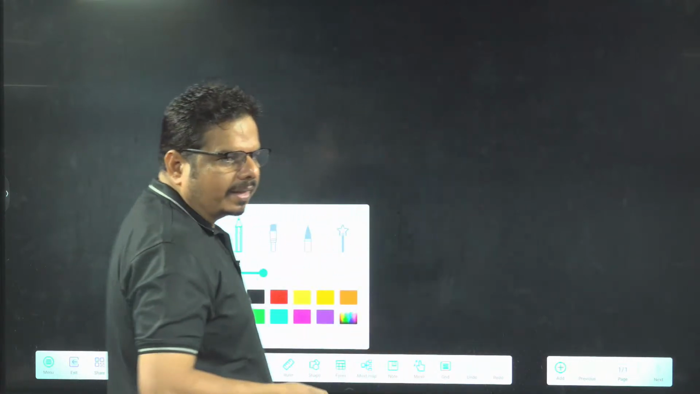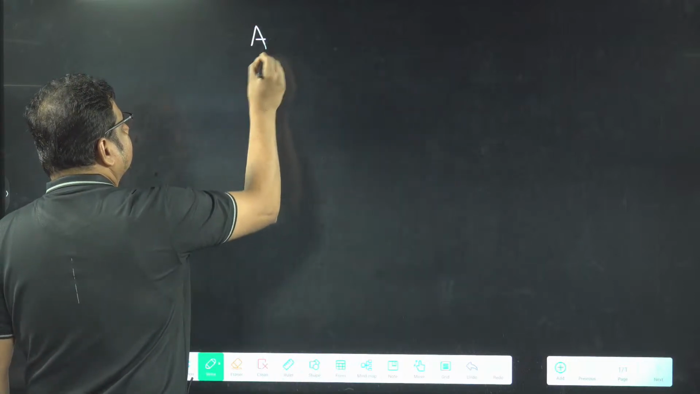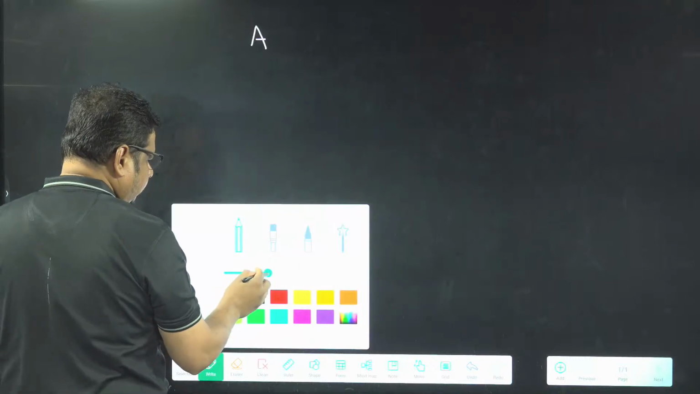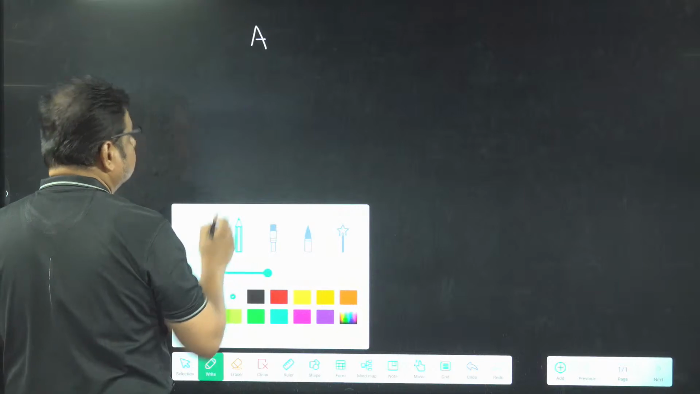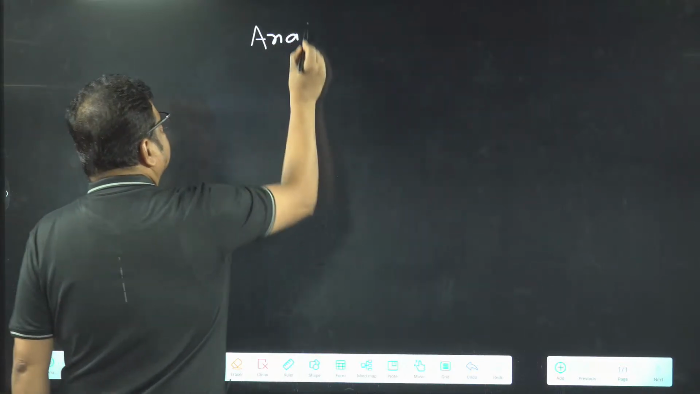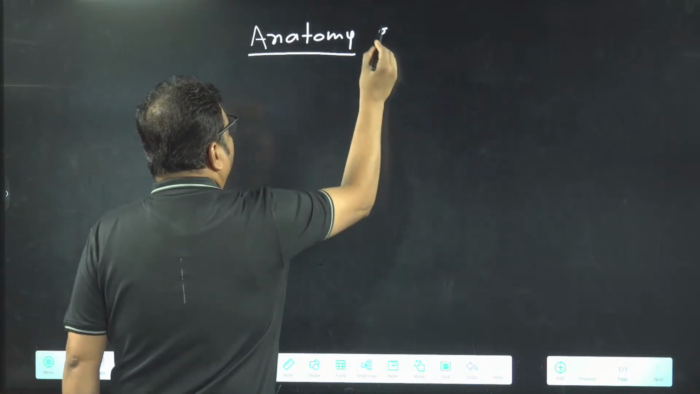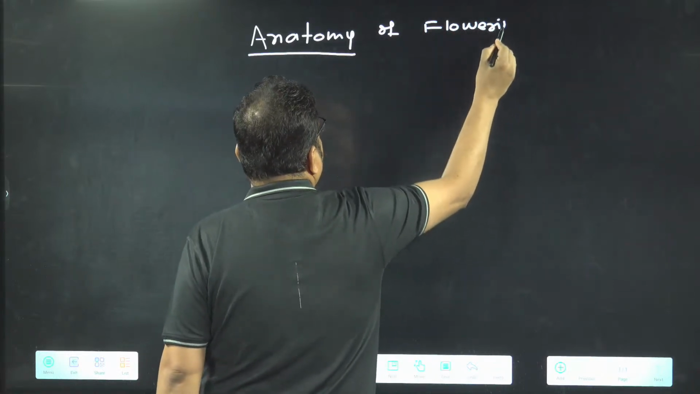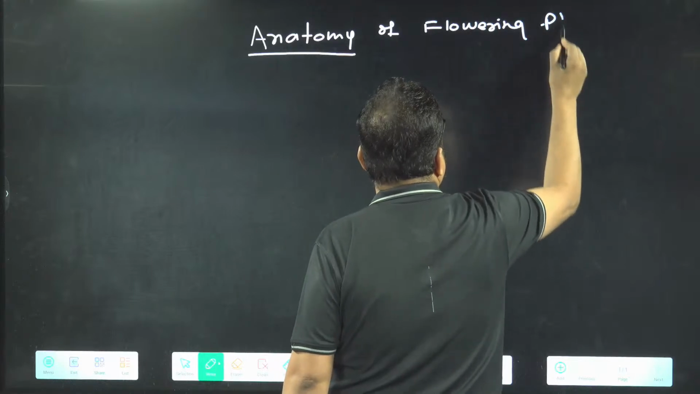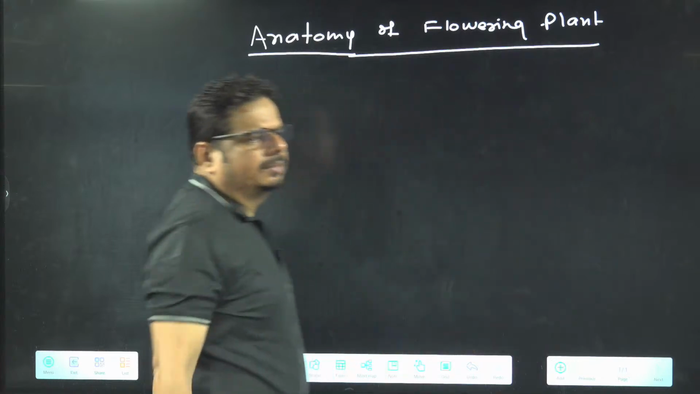So, today we are starting a new chapter. That is anatomy of flowering plants. Anatomy of the flowering plant.